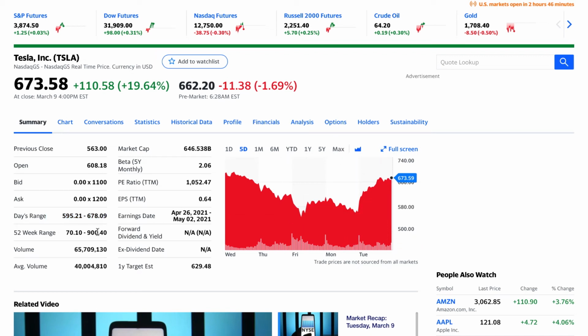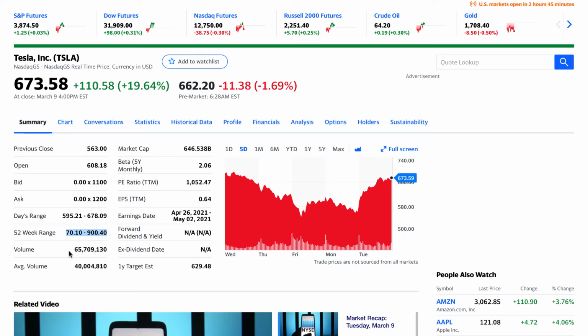Okay, then 52-week range is just telling you the range as of 52 weeks. So Tesla went as low as $70.10 over a 52-week time frame, and as high as $900.40 again over a 52-week time frame. And this is a sort of running total, right? So it's 52 weeks as of today. So going 52 weeks prior as of today. And at the time of recording, it is currently the 10th of March 2021. And so this is somewhere from the 10th of March 2020 going all the way up to and including the 10th of March 2021. Okay, plus or minus 1 or 2 days, again, because the data can be a little bit inaccurate, but that's the 52-week range.